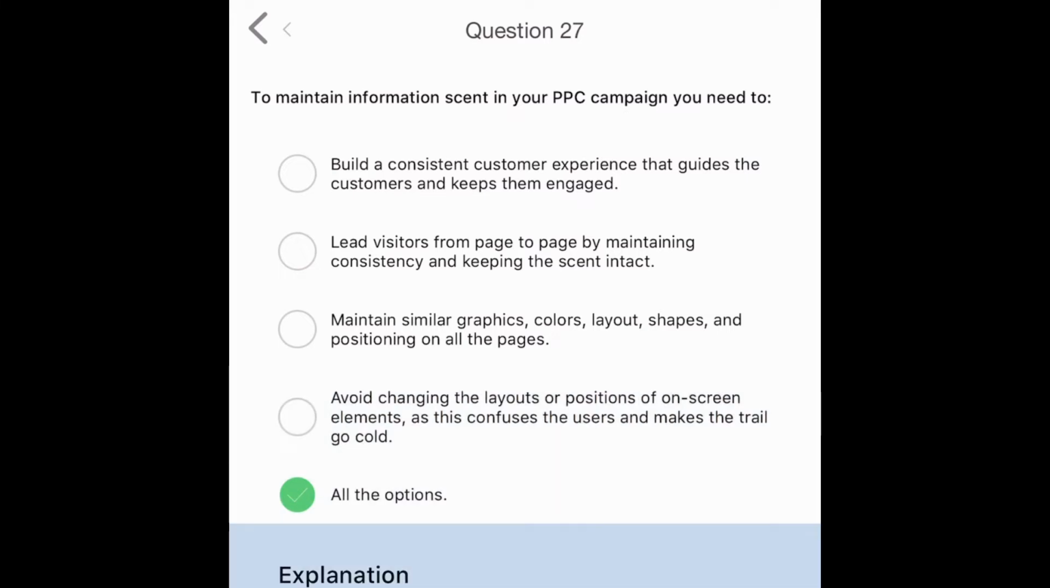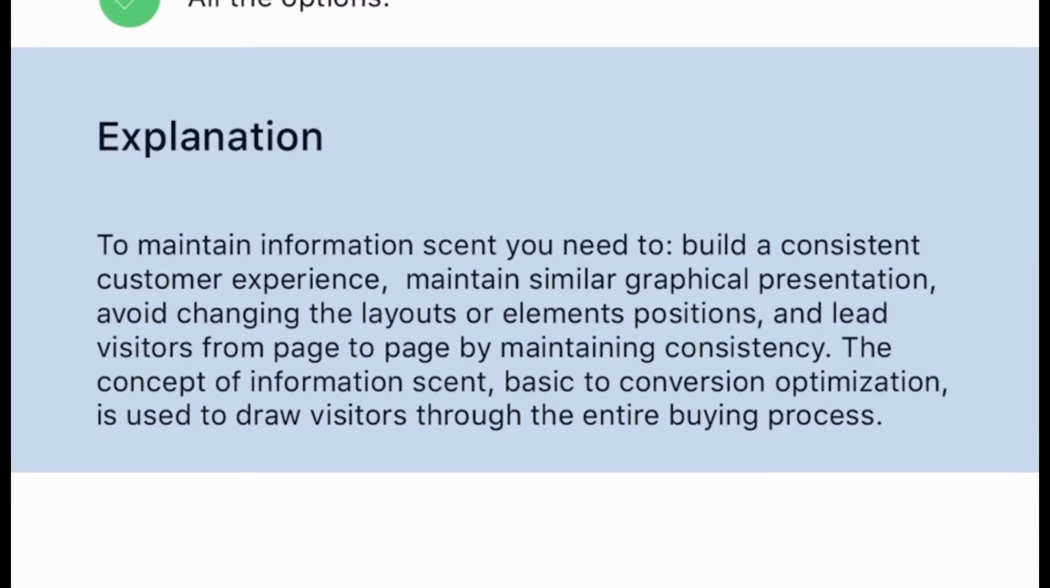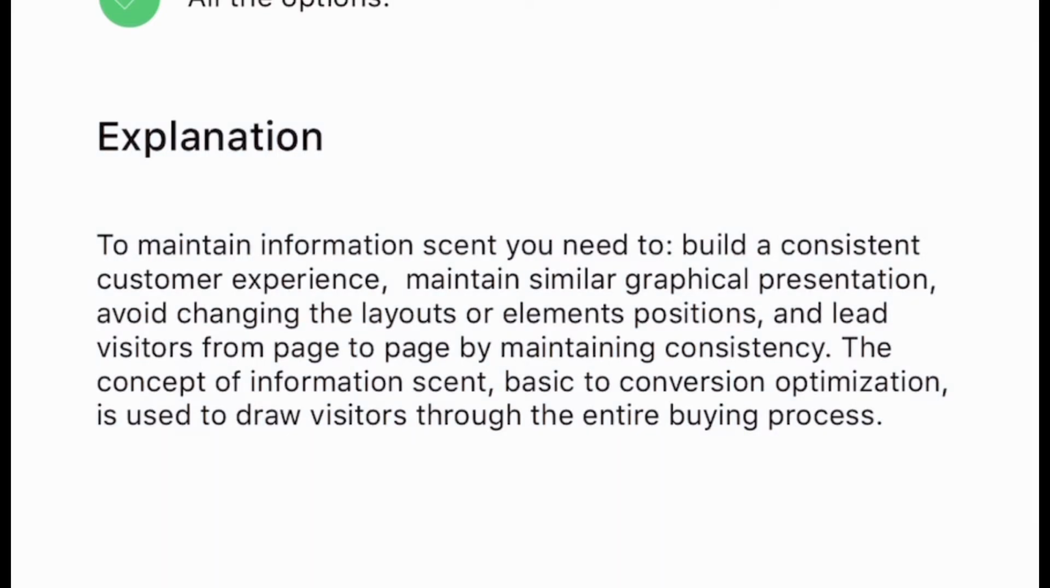All the options. Explanation: to maintain information scent, you need to build a consistent customer experience, maintain similar graphical presentation, avoid changing the layouts or elements positions, and lead visitors from page to page by maintaining consistency. The concept of information scent, basic to conversion optimization, is used to draw visitors through the entire buying process.